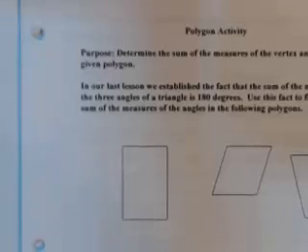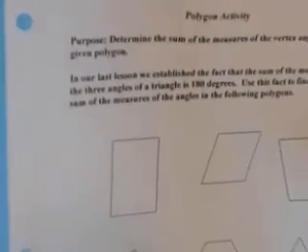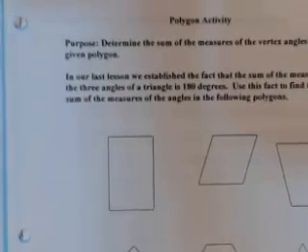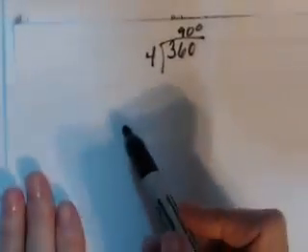Now you are going to do a polygon activity, and in this polygon activity you are going to draw as many diagonals as you can from a single vertex. Count the number of triangles that you have, and then calculate the total degrees in that polygon. Then if it is a regular polygon, which these are, then you can calculate the degrees of each vertex angle. So let me show you what I want you to do.